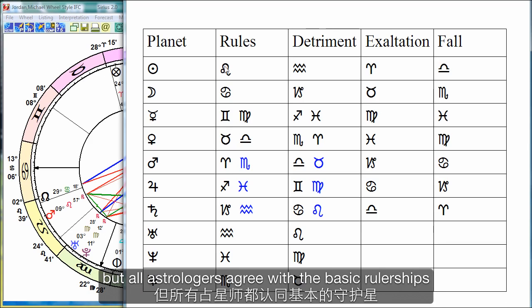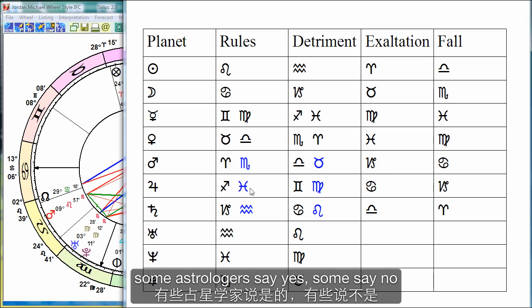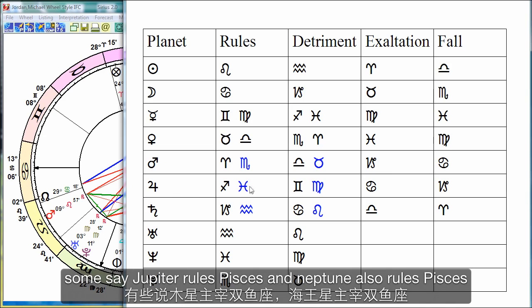But all astrologers agree with the basic rulerships. Jupiter definitely rules Sagittarius. Does Jupiter also rule Pisces? Some astrologers say yes, some say no. Some say Jupiter rules Sagittarius, and Neptune also rules Pisces.